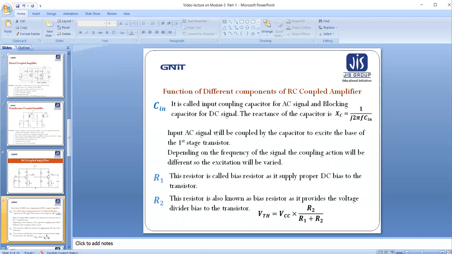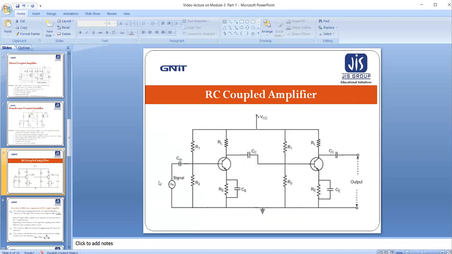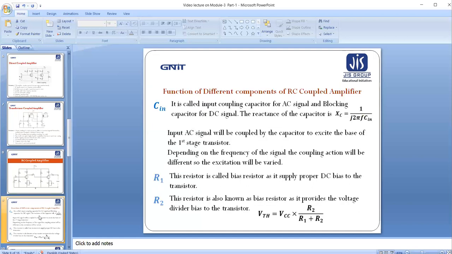The input AC signal will be coupled by this capacitor to excite the base of the first stage transistor. As we have seen, the signal will be coupled through the capacitor and it will excite the transistor so that it will produce the collector current and the output voltage also. Depending on the frequency of the signal, the coupling action will be different, so the excitation will vary. So what is the meaning? Suppose I apply an AC signal, but I vary the frequency of the AC signal from low to high.